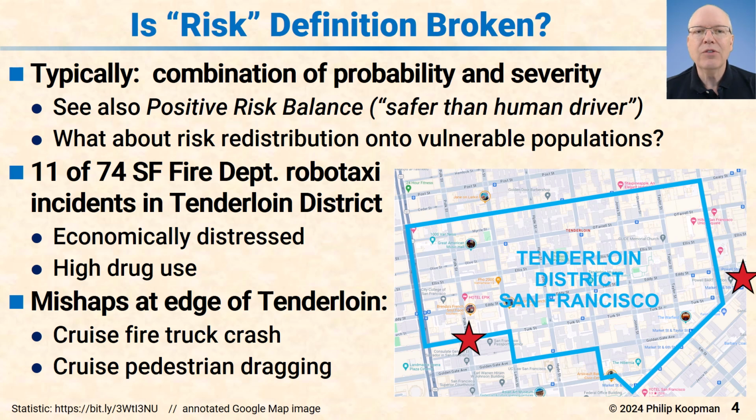Beyond that, 2 significant injury events happened right at the border of this district. One was a Cruise robotaxi collision with a fire truck that was responding to an emergency scene, and the other was the tragic Cruise pedestrian dragging mishap, which happened just a block away from the Tenderloin. So one could argue that the Tenderloin, which is a vulnerable population, is experiencing a very high risk from testing of robotaxis. And that sort of thing is not really captured by a purely utilitarian probability and severity calculation.